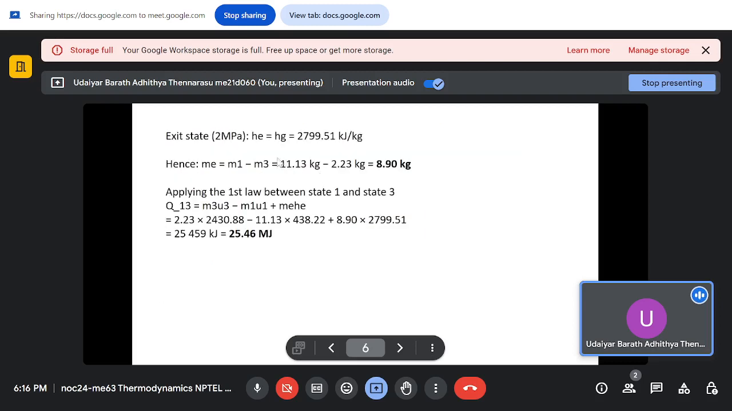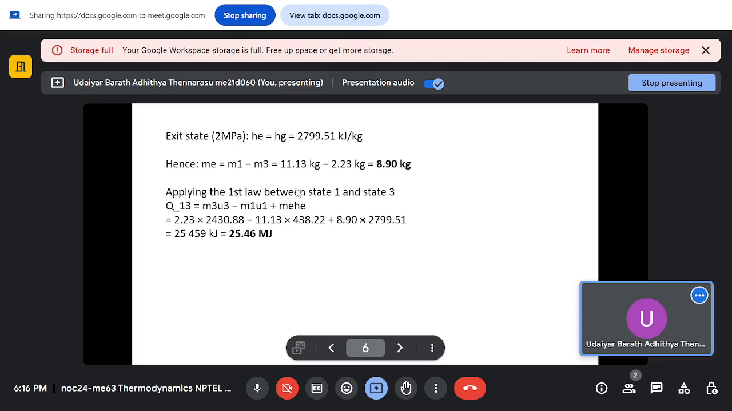Now substituting in the equation, we can find the mass which is exiting, m1 minus m3, which will be equal to 8.9 kg. So this is the amount of water steam which is going out of the cylinder.